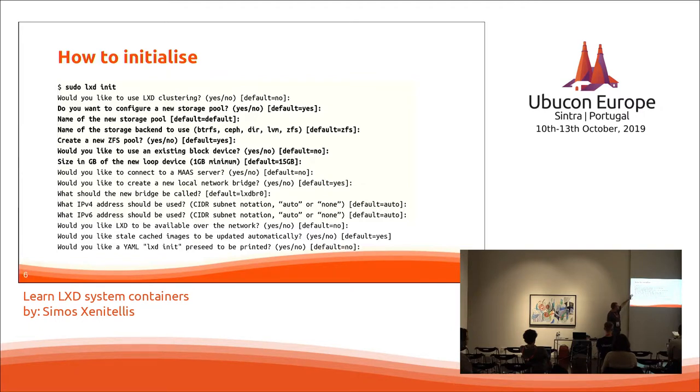The next one asks us whether we want to create a new local bridge so that all the containers will have internet connectivity, they can communicate with each other, and they can have access to the internet. These are the default settings, and we say yes, we want to create a bridge. It will be called lxdbr0, LXD Bridge 0. It will have access to IPv4 and IPv6, and it will be auto-configured. We just keep all the auto stuff.